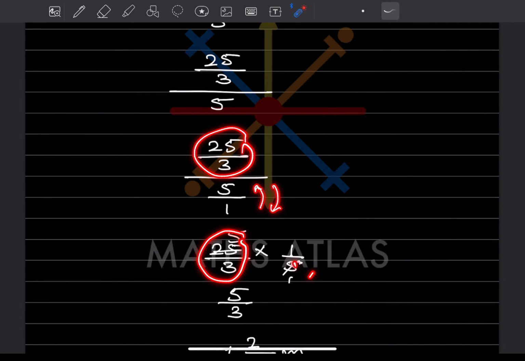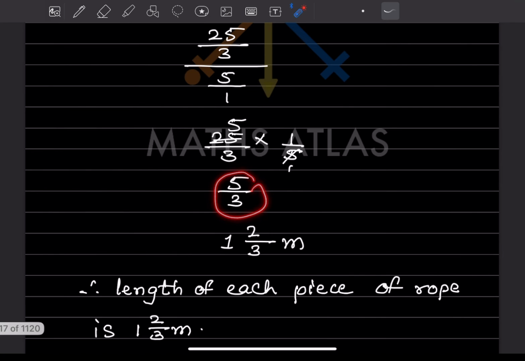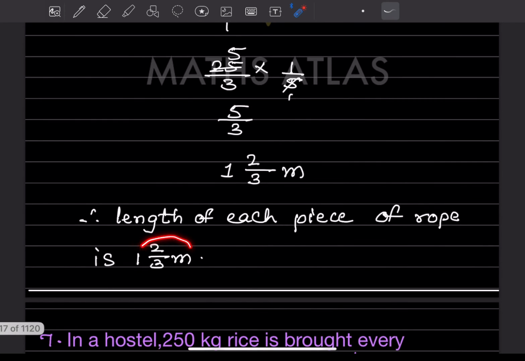This is again where mistakes happen, so I have given the extra step. So 5 ones are 5, 5 fives are 25, so that will be 5 by 3. So when you divide this, that will be 1 integer 2 by 3 meter. So we can say the length of each piece of rope is 1 integer 2 by 3 meter.